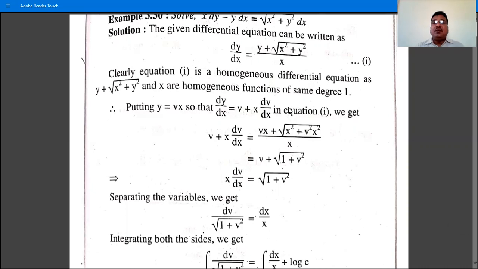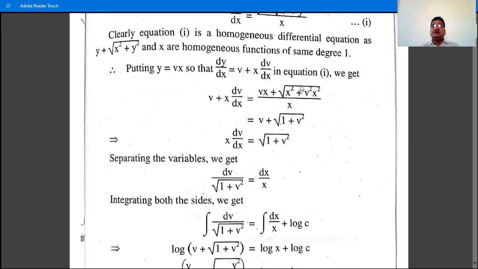So substitute y is equal to vx. Therefore, dy by dx is v plus x dv by dx, by using the u v rule: v into derivative of x is 1, x into derivative of v is dv by dx. Then substitute these values in equation number 1. So we have v plus x dv by dx is equal to vx plus root x square plus v square x square divided by x. And then take x common from this numerator. We have x in bracket v plus 1 plus v square.